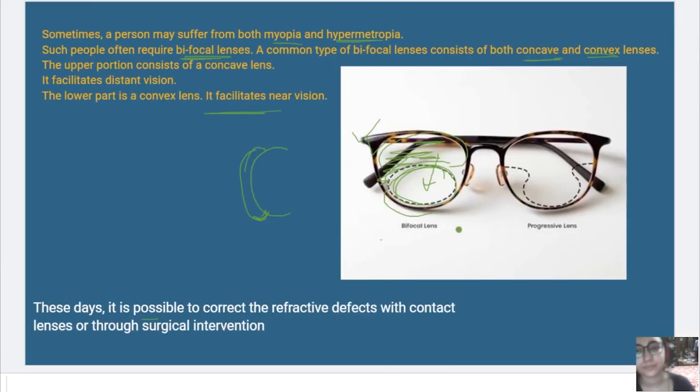Okay. So this brings us to the end of this portion of discussion, which was mostly about the human eye, how refraction takes place there, how the lens is a very important part of our eye, how it helps us focus on near objects, far objects, and the defects of the eye.